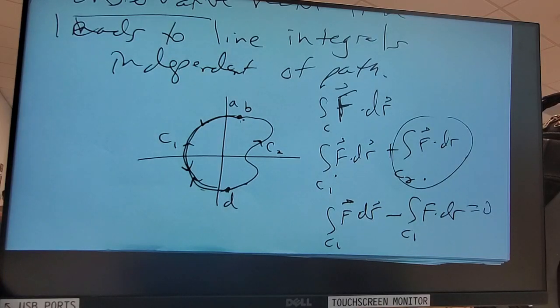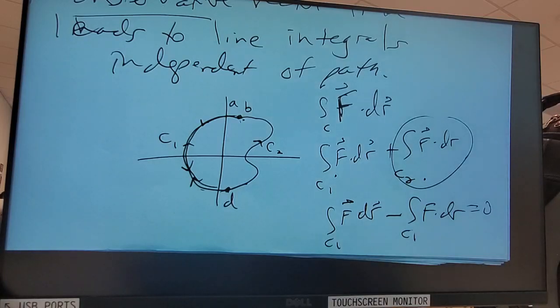So if a conservative vector field leads to line integrals that are independent of path, that leads to the idea that any closed loop in a conservative vector field has a line integral of 0. However much it gains here, it'll lose going there, or vice versa. That's why we call it conservative. It conserves how much it's got. It doesn't get more, it doesn't get less if I do a whole closed loop.